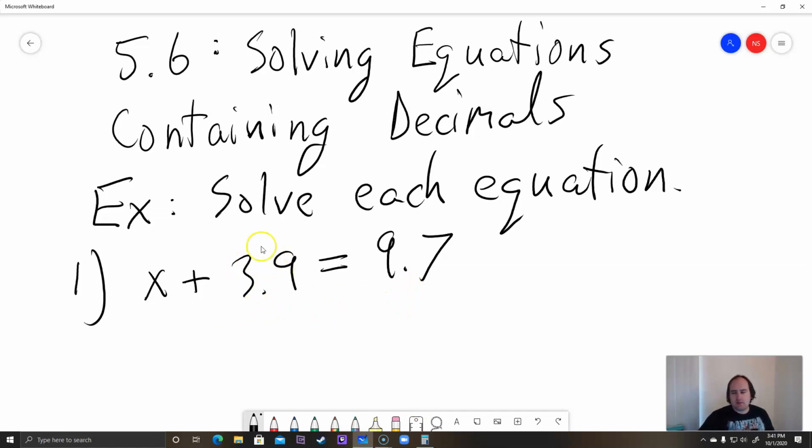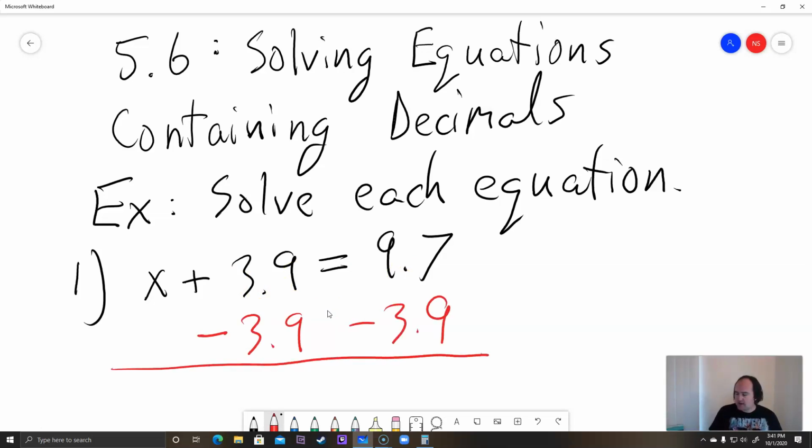This 3.9 is what we need to get rid of in order to isolate x on the left side. And what's the opposite of adding 3.9? Subtracting 3.9. So we're going to subtract 3.9 from both sides. Then on the right side, what we need to calculate is 9.7 minus 3.9.